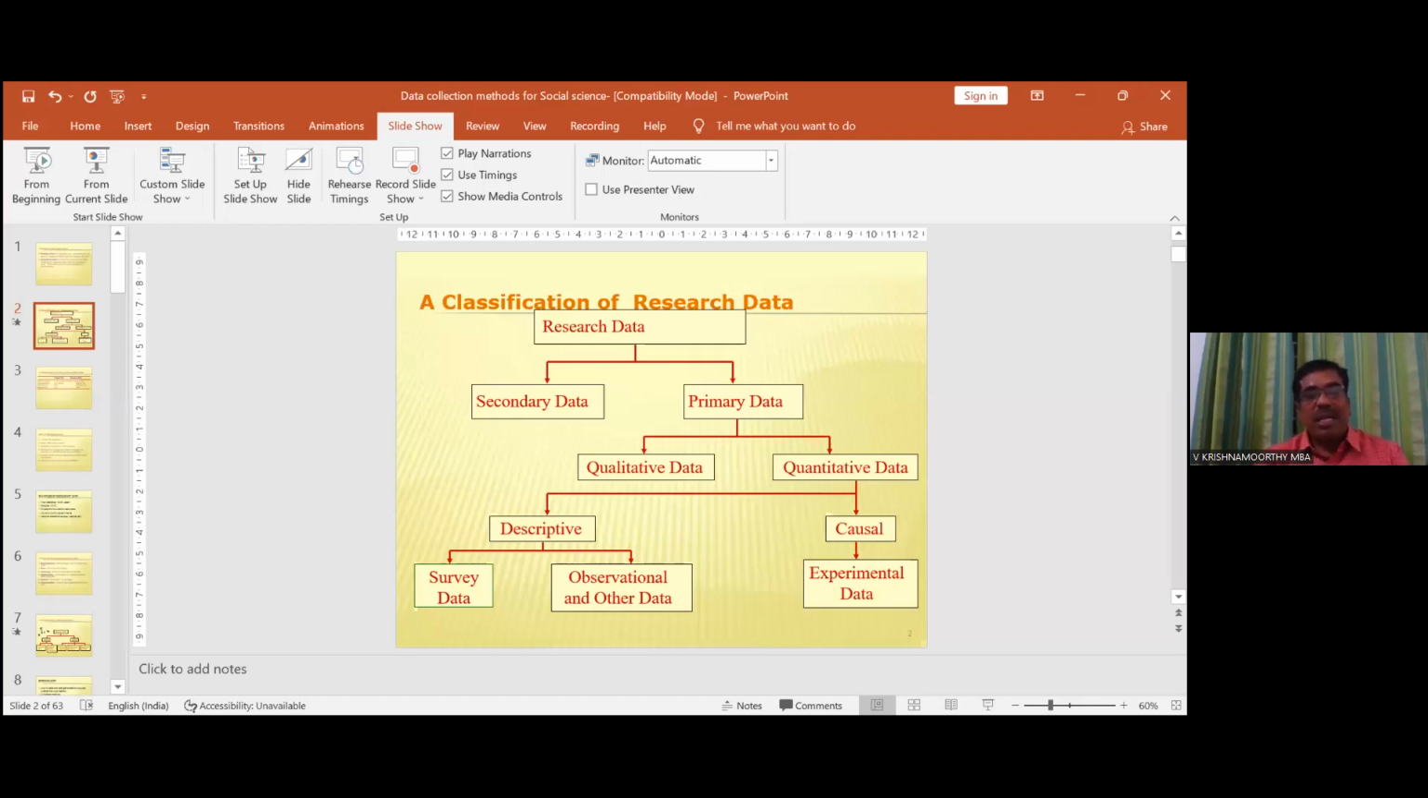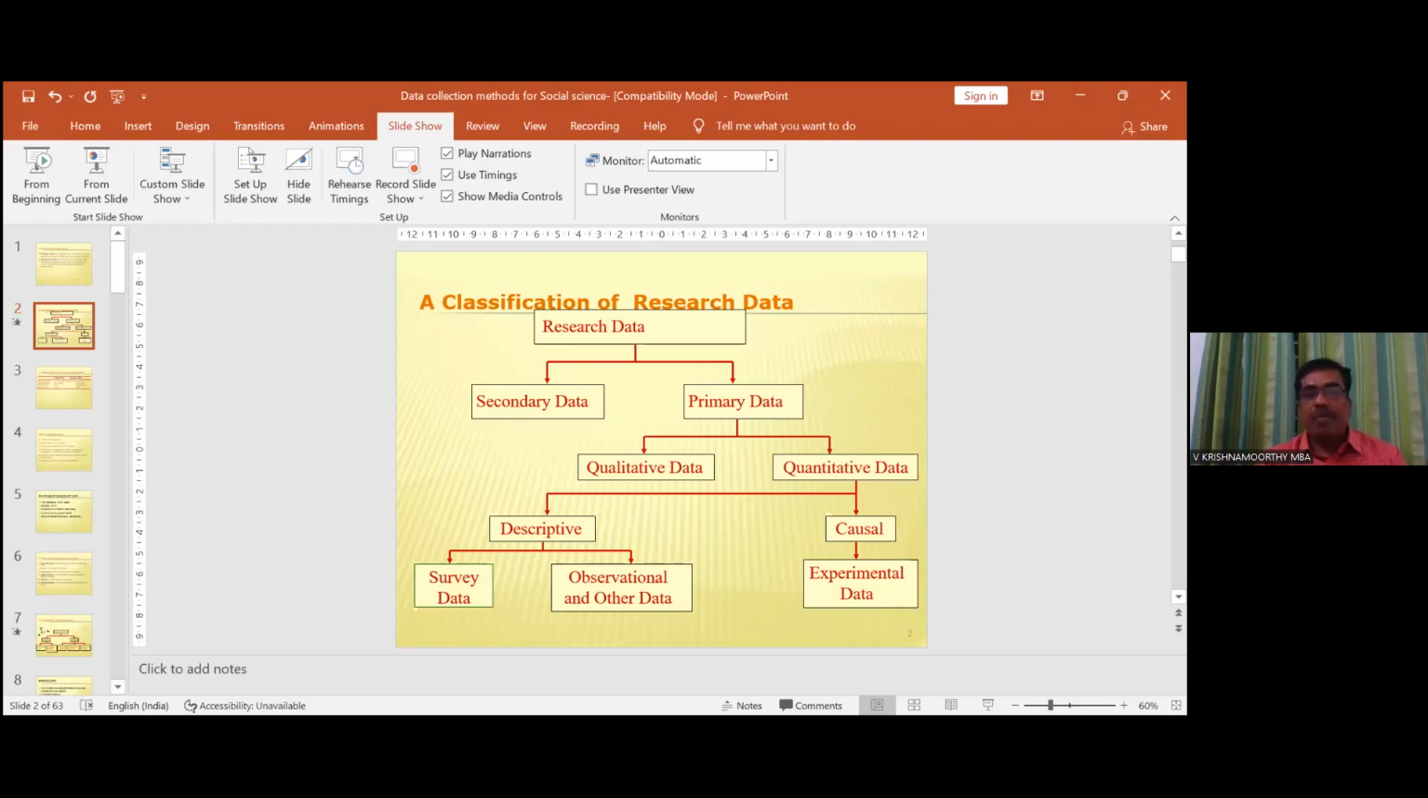So let's take qualitative data. Qualitative data can be collected by different methods. Similarly, let's take quantitative data. Quantitative data can be collected by the survey method. For example, you can prepare a questionnaire and collect the data. Similarly, you can also use the observation method. This is also very, very important.